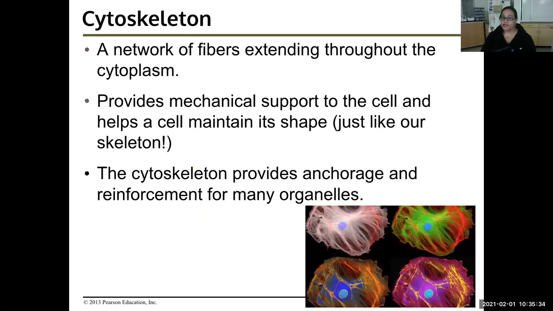Cytoskeleton is a network of fibers extending throughout the cytoplasm. It provides mechanical support to the cell and helps the cell maintain its shape, just like what our skeleton does for us. Cytoskeleton provides anchorage and reinforcement for many organelles. Our skeleton anchors our muscles. So you think cytoskeleton, it does the exact same thing as our human skeleton.